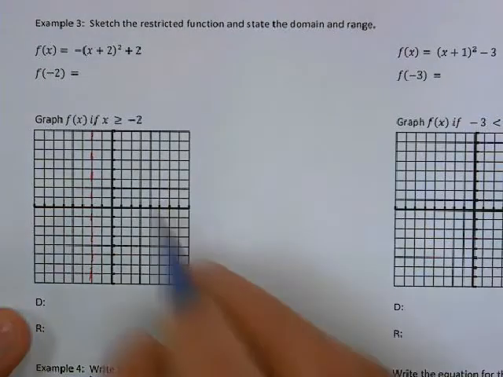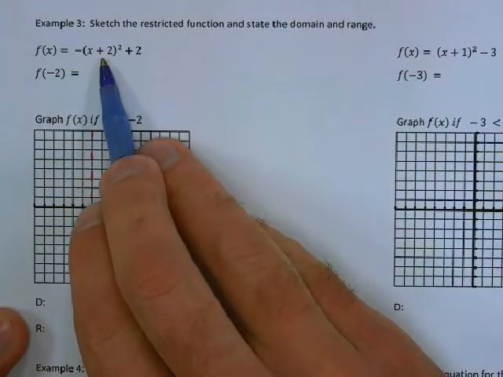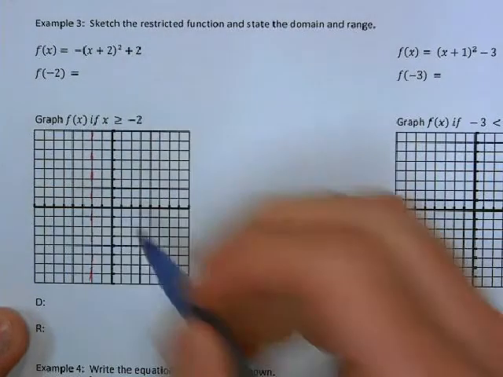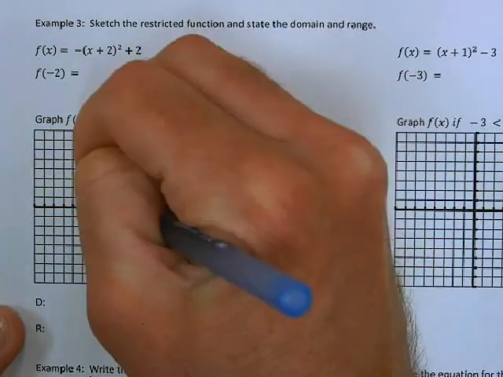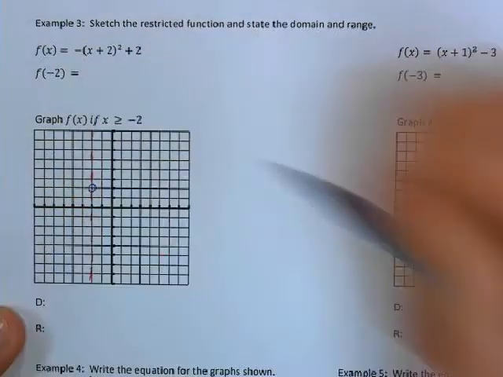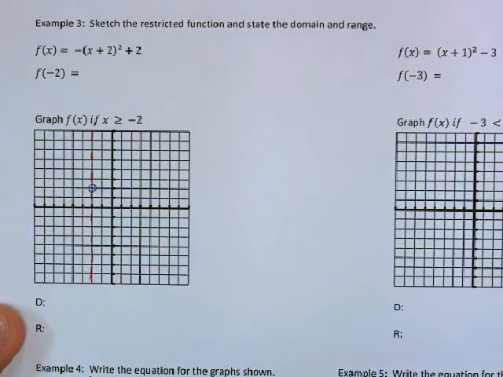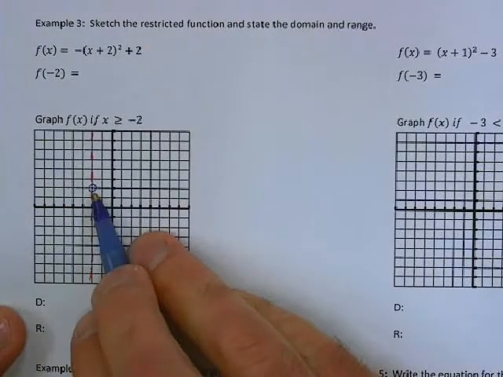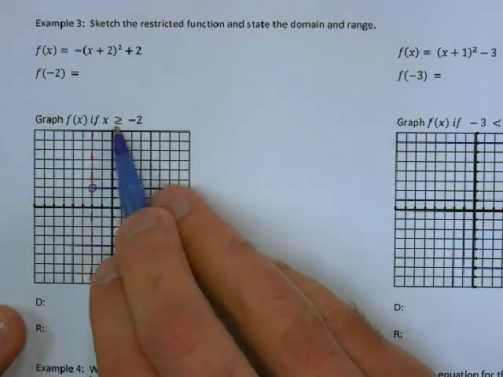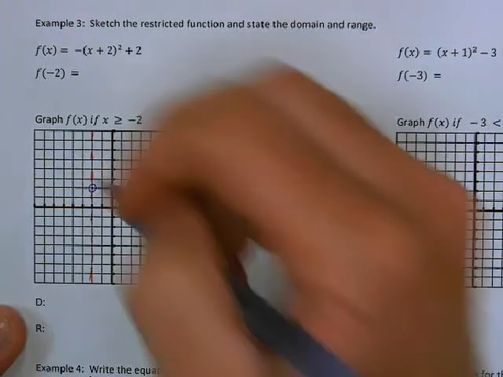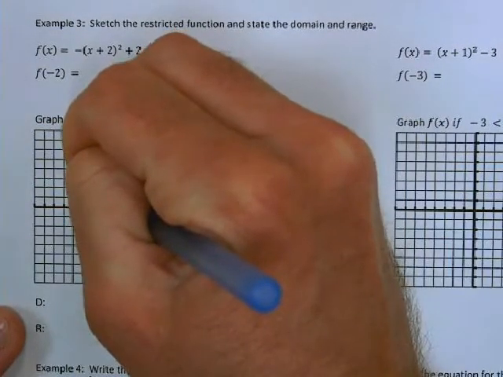Our vertex for this parabola would be at (-2, 2), because it's shifted from the origin over 2 and up 2. So it's going to be right here. Now, I always start with an open circle because you can always fill in an open circle. Do we want to actually include that point? Yeah, it says x is greater than or equal to -2, so we do want to include this vertex here, so I'm going to make that a solid point.